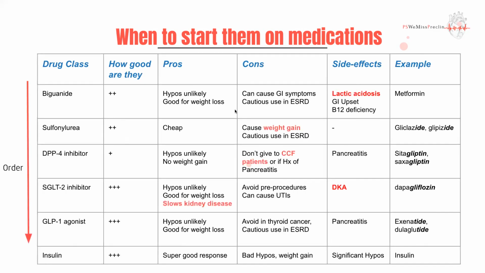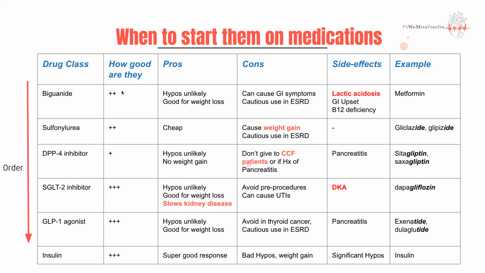So here is kind of a very basic summary that I think was really useful to me when I was going through this list. Starting with biguanides, which is the drug class, and that's metformin. They're pretty good. They are good for hypos and good for weight loss. However, you cannot use them in end-stage renal disease, and they can cause GI upset. One side effect that all patients should be aware of is lactic acidosis, as well as B12 deficiency. Lactic acidosis is probably going to be more acute and higher up on your list.